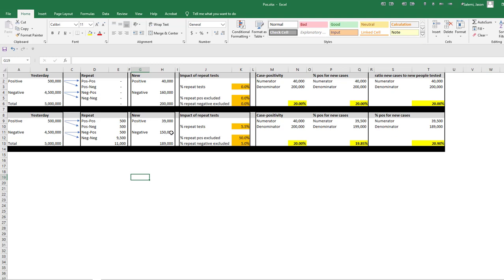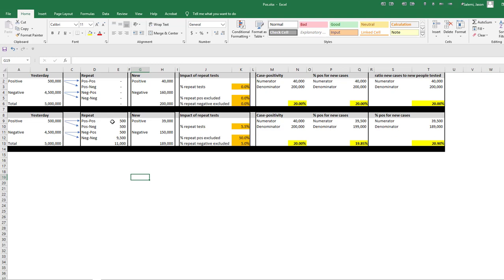I'm going to have 150,000 people who tested negative today who have never been tested on a previous day. So that's 189,000 brand new people tested today who have never been tested before. So obviously now I've got some repeat tests, and this is what it looks like.